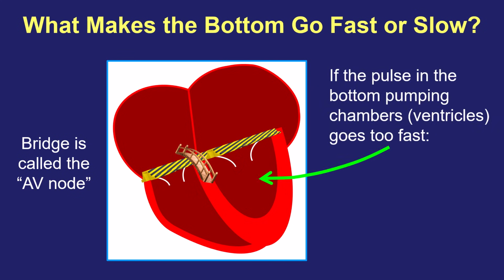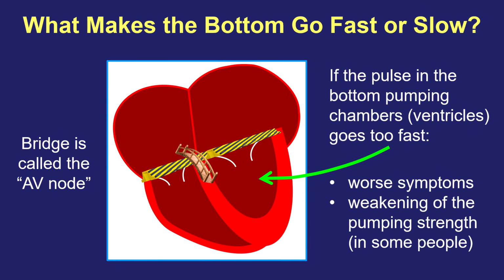And if the bottom chambers are pumping too fast, the problems that can happen are, number one, that person can feel worse symptoms. Most people, when their pulse in the bottom goes faster, they feel more of those heartbeats and they feel worse in terms of lightheadedness and palpitations and shortness of breath. But in addition, if the bottom chambers beat too fast for too long, going well over 100 beats per minute for week after week after month, some people can have a weakening of the bottom chambers of the heart. These are reasons that we need to control that bridge and how many signals are getting across.